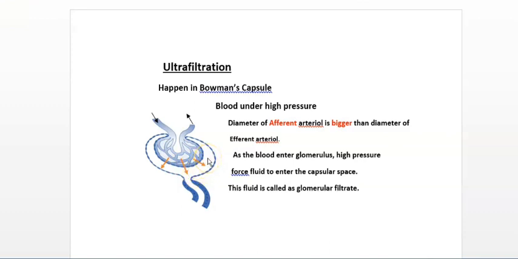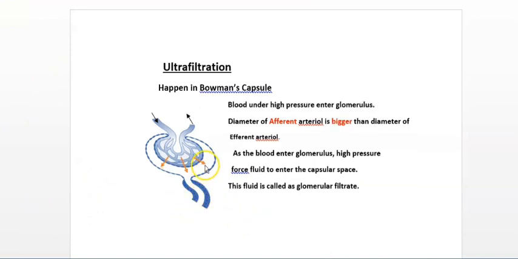This fluid is called glomerular filtrate. This fluid from the capsular space will move to the next tubule here. This fluid will go to the proximal convoluted tubule. This is what happens in the Bowman's capsule for ultrafiltration.